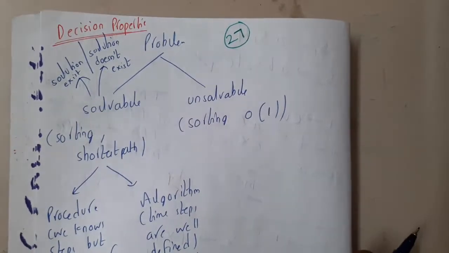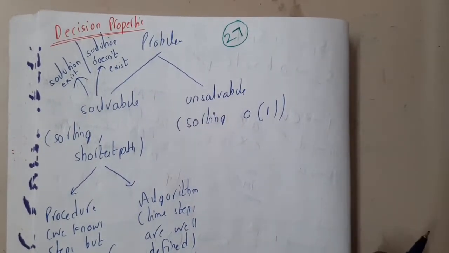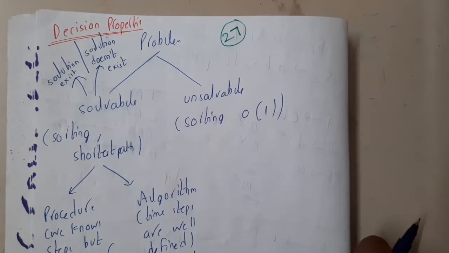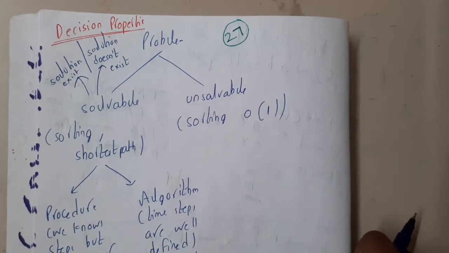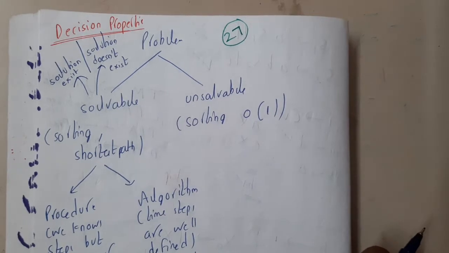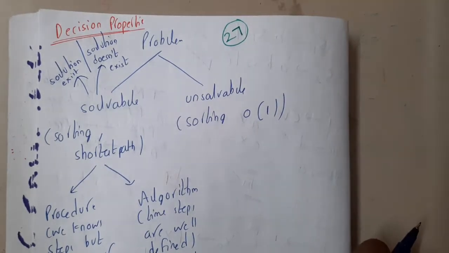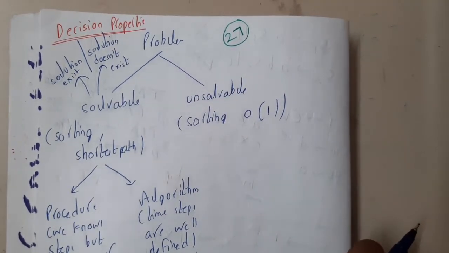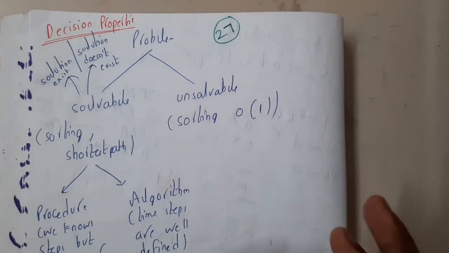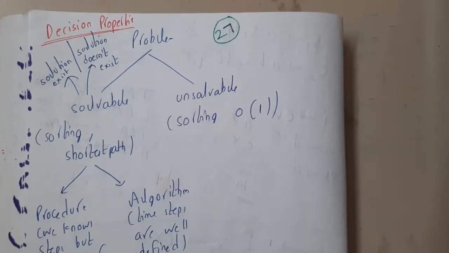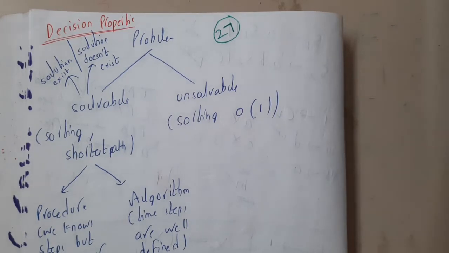In this lecture, let us go through the next topic, that is decision properties. In the last lecture we discussed Mealy and Moore machines and all those things. In this lecture, let us continue with the decision properties. So basically, what are these decision properties? What is this decision thing?